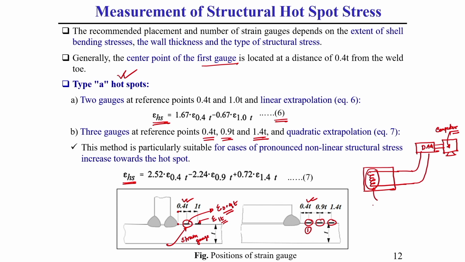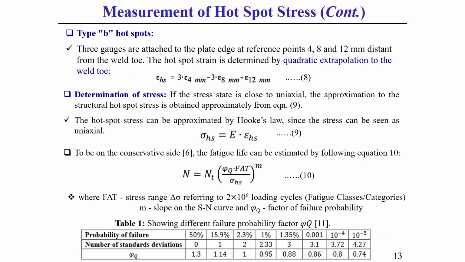This is Hooke's law. What is Hooke's law? Sigma is equal to E into epsilon. For the elastic range, if we consider within an elastic range, then the hotspot stress will be the Young's modulus E into epsilon, whatever the hotspot strain we calculate. By using this relationship we can easily find out the hotspot stress experimentally. So, this is generally type A.